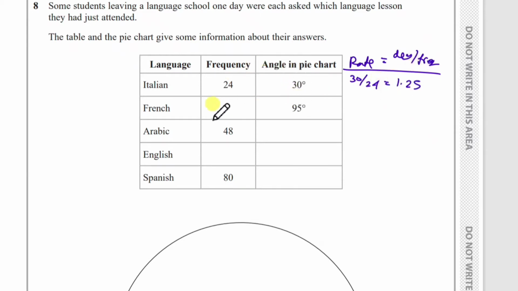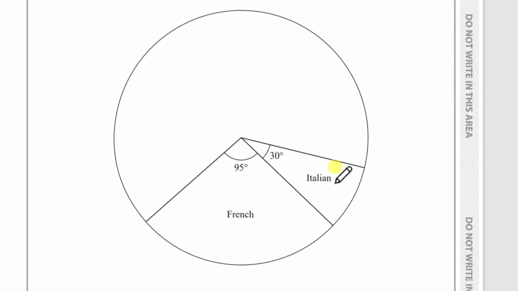Okay, so let's do the French. Let's do 95 degrees divided by the rate. So if you do that, you're going to get 76. So the frequency is 76. If you're going to times it by the rate now, 48 times 1.25, you're going to get 60. We don't know what English is, we're going to get to that. Spanish, you can do 80 times the rate, you're going to get 100. So that's the angle. So now we've got pretty much everything. Cool. So it looks like they already filled out one part.